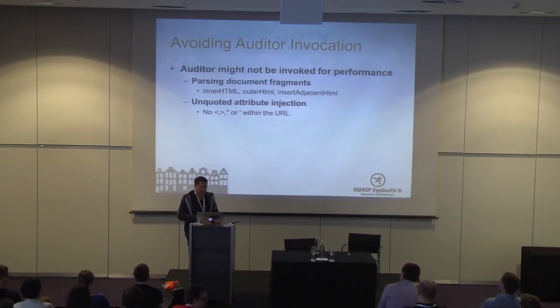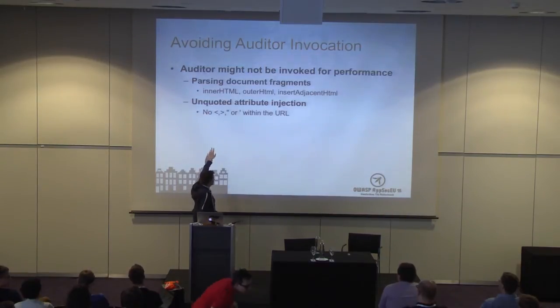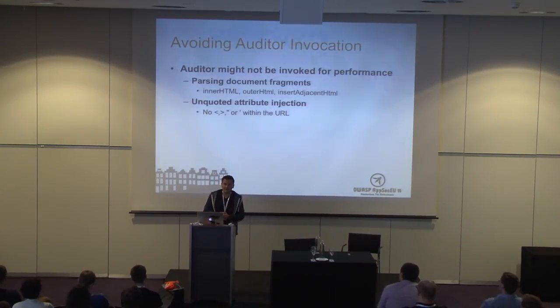And then there's also another performance optimization, and it's for unquoted attributes. So what the auditor does before being activated, it checks whether the request contains one of those 4 characters. So opening and closing angle brackets or quotes. If your request doesn't contain quotes or angle brackets, the auditor will be disabled, and you can do whatever you want as an attacker. And there are some XSS attacks where you can do an attack without these 4 characters.